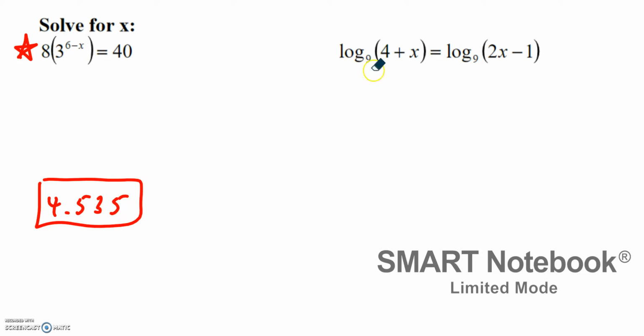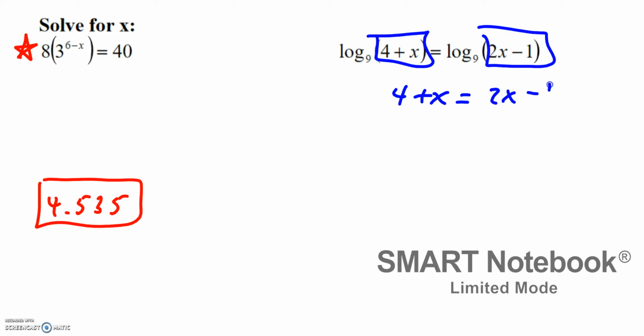Instead, we're going to end on this one, where if we have 2 logs with the same base on both sides, turns out that the arguments would have to be equal. Same base, same exponent. So 4 plus x would have to equal 2x minus 1. And if you solve that, x would be 5.